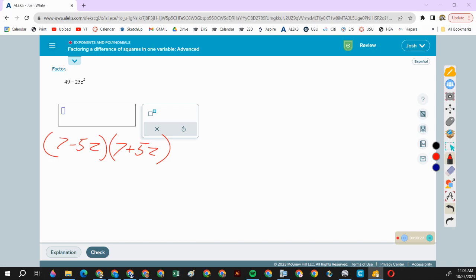Okay. What if it was a plus inside there? Would 7 plus 5z and 7 plus 5z work? No. Because the middle term wouldn't cancel, right? So in this form, that is 35z, and this is negative 35z, so the middle term is 0. But if I put a plus there, now the middle term exists.